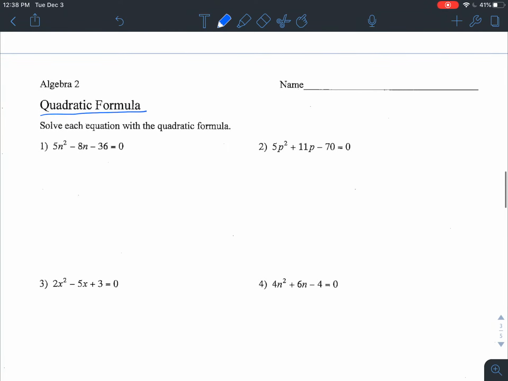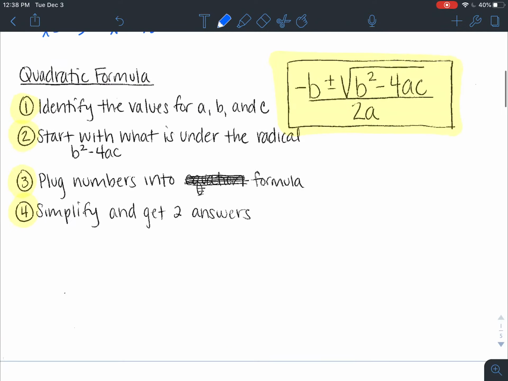So the first thing we need to do is establish our A, our B, and our C. A is the number that's with the variable squared, so in this case 5. Your B is what's with just the variable, so -8. Be careful, you got to bring down those signs. And C is -36. Okay, so that was step 1.